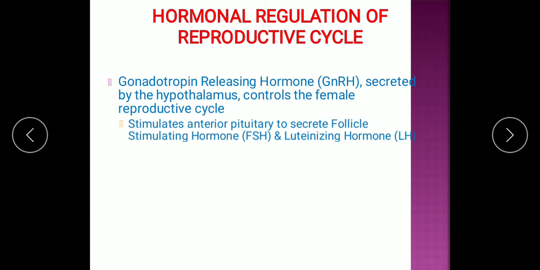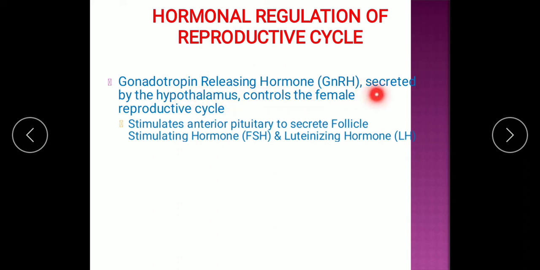Next, hormonal regulation of the reproductive cycle. Which hormones regulate the female reproductive cycle? First, gonadotropin-releasing hormone, GnRH, secreted by the hypothalamus, controls the female reproductive cycle. It stimulates the anterior pituitary to secrete follicle stimulating hormone, FSH, and luteinizing hormone, LH.